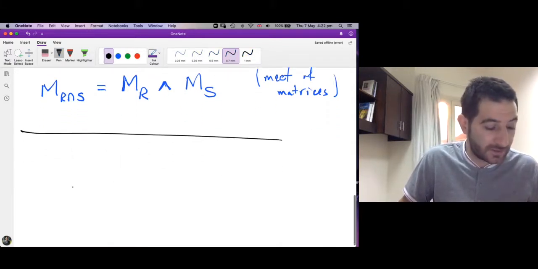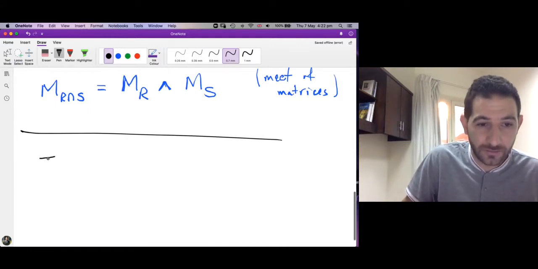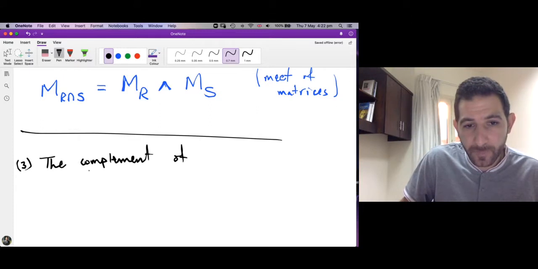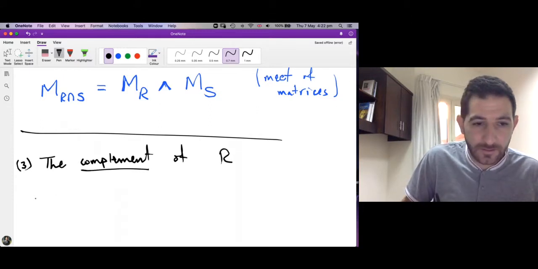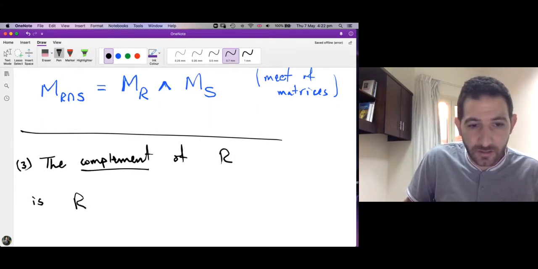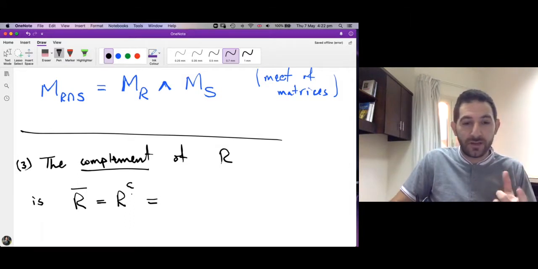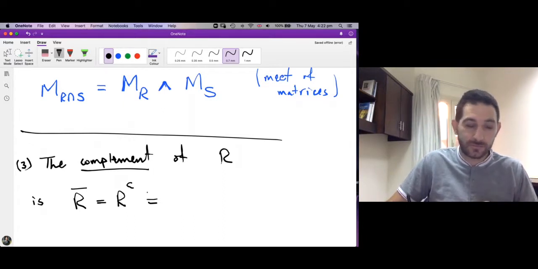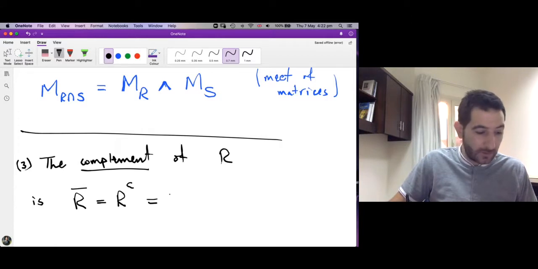Okay, but the third relation is the complement of a relation R. So the complement of a relation R is denoted by CR complement, or if you want RC, and this is that every element will be related here if and only if it's not related in R. Okay, so how will we define this?